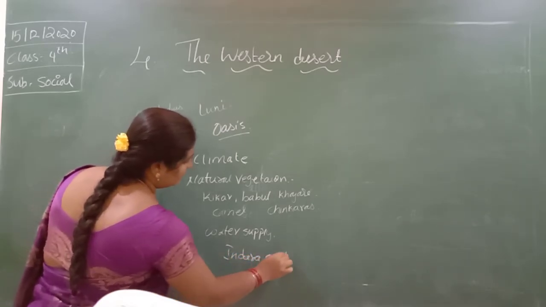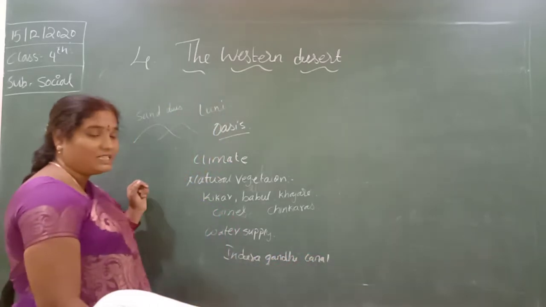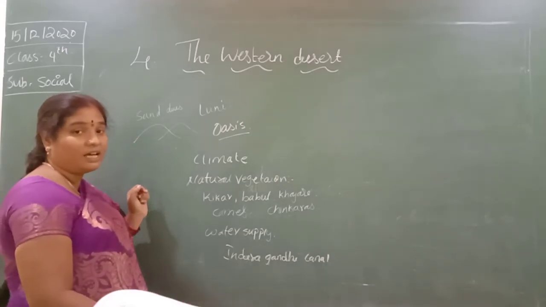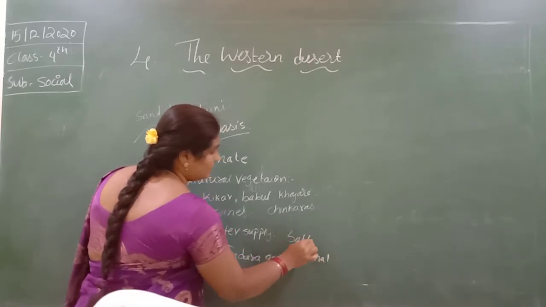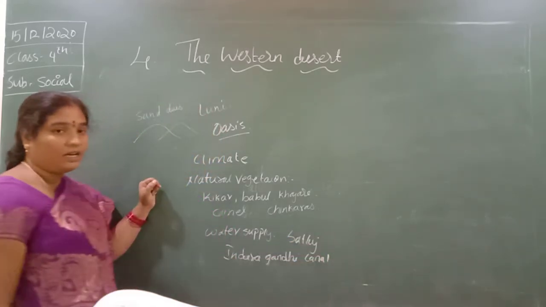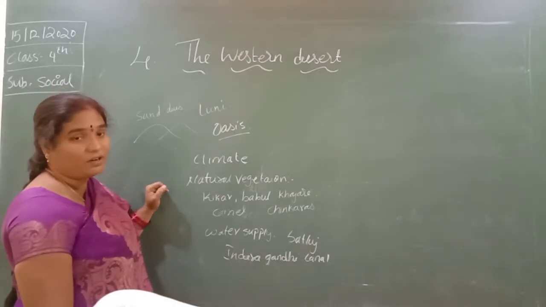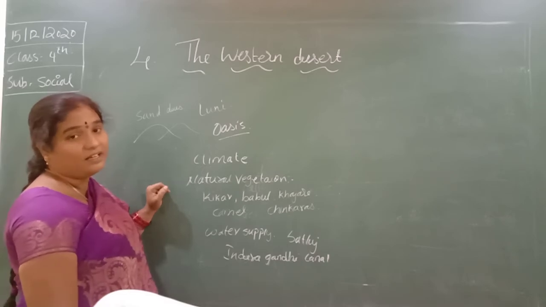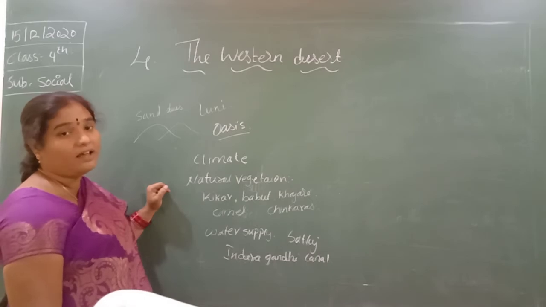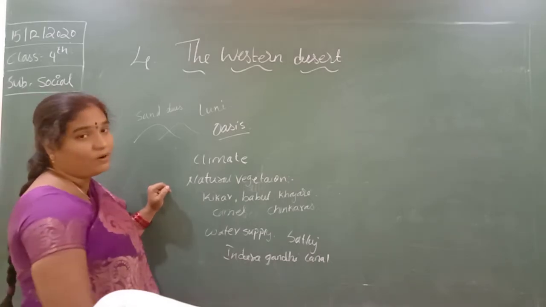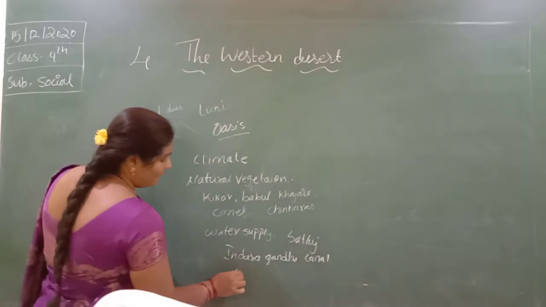The government is trying to bring the Sutlej river water by the Indira Gandhi canal for domestic use and irrigation. There they can grow wheat and rice by using the river water.